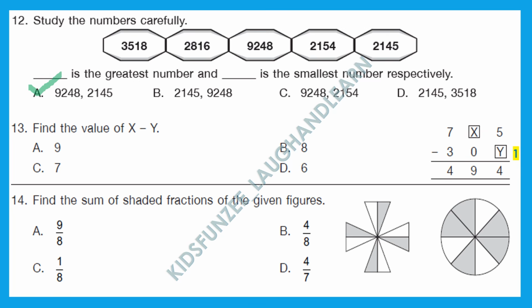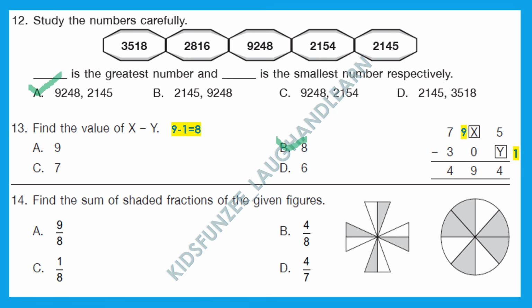Same way in the tens we can see something minus 0 gives you 9. If we subtract 0 from a number, we get the same number. So we got x equal to 9. Now we'll do x minus y, which is 9 minus 1, which is equal to 8. So the right option is option B, 8. Let's see the next one.